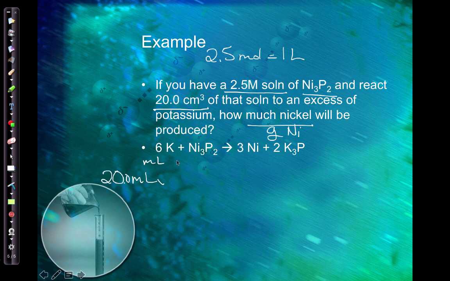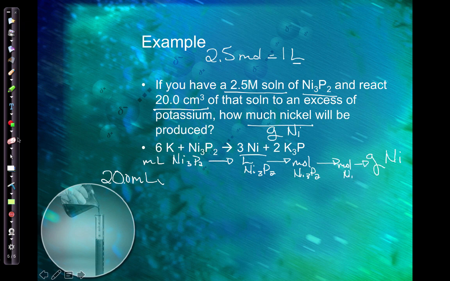So if I want to go from milliliters of my nickel phosphide, and I want to go to grams of nickel by itself, so the nickel that's here, I need to go through the mole. So before I can even get to the mole here, this has to be in liters. So I'm going to go to liters of my solution. Then I can go to moles of what I have. And then I can go to moles of what I want. And then I can go to grams of what I want.